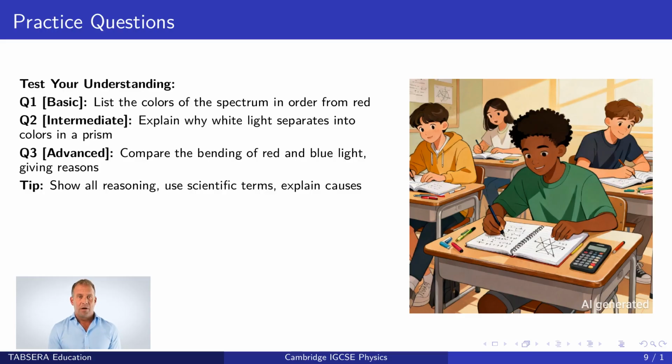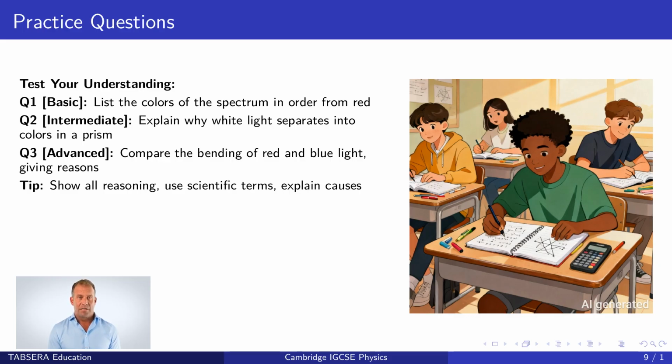Now practice what you've learned with these 3 questions. Question 1 is basic level. It asks you to list the colors of the spectrum in order starting from red. This tests your memory of the sequence we've learned. Question 2 is intermediate level. It asks you to explain why white light separates into colors in a prism. This requires you to apply the dispersion concept, mentioning wavelength, refractive index, and bending.